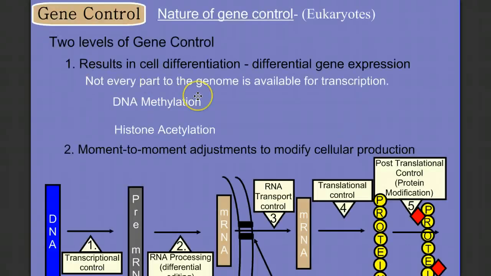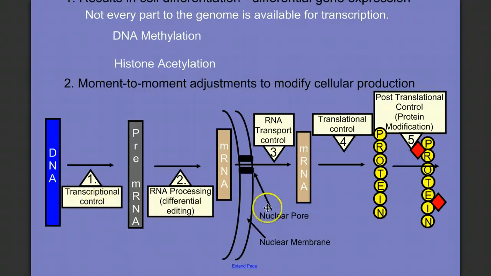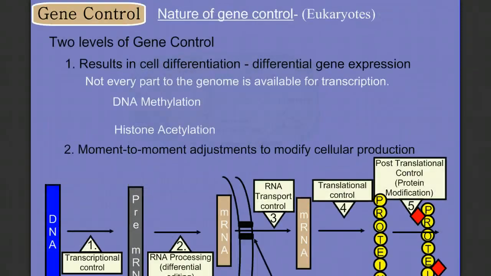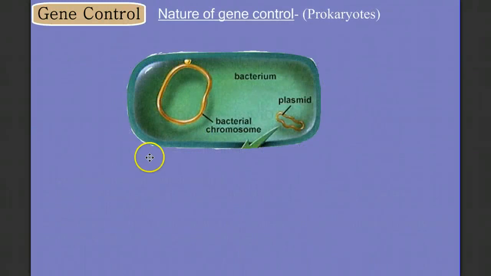In that video we talked about gene control in two levels. We talked about cell differentiation with the packing and unpacking of DNA, DNA methylation, and histone acetylation, just making parts of the genome available for transcription, other parts not. And then in the day-to-day, moment-to-moment adjustments of cellular production, we talked about the different controls in the process of protein synthesis. But in this video, we're going to look at how this works in bacteria, the prokaryotes.